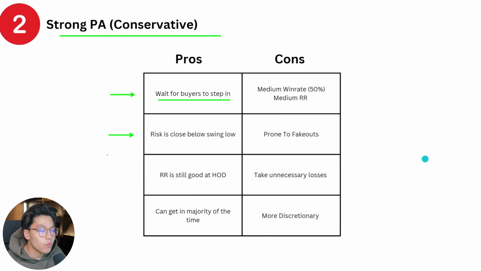Another pro, risking off that swing low. So instead of risking at that break of structure level, we can have a tighter risk and we can just risk off that swing low. And we know that if it breaks that swing low, we're most likely wrong, instead of risking all the way at that key pivot low.